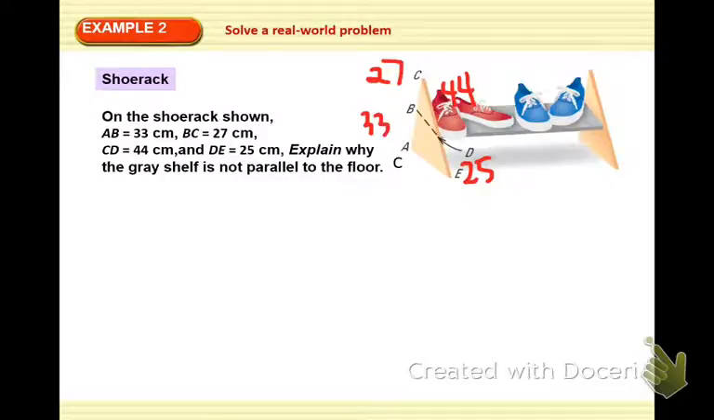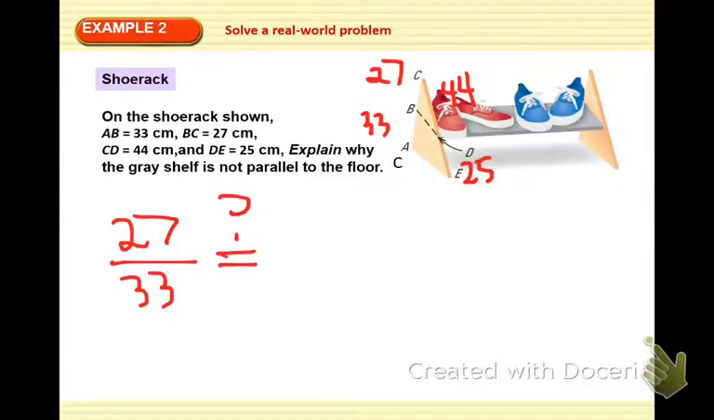So I would test that. I would make sure the ratios of the sides should be equal if the shelf is parallel. So we could take 27 is to 33, and we're going to test equal. I put a question mark over the equal sign because we don't know it's true. We're testing to see if it's true. Question mark equals, and then we'd say 44 to 25.